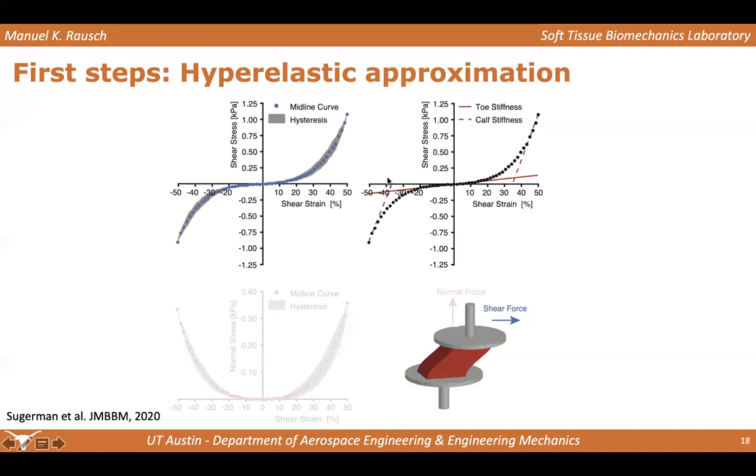One way that we characterize these materials often is, well, they're nonlinear, so there isn't really a Young's modulus we can use to characterize the material. So we often sort of approximate two different stiffnesses, one at small strains, which we call the toe stiffness, and one at larger strains that we call the calf stiffness. So if you hear me talk about this, this is what I'm referring to.